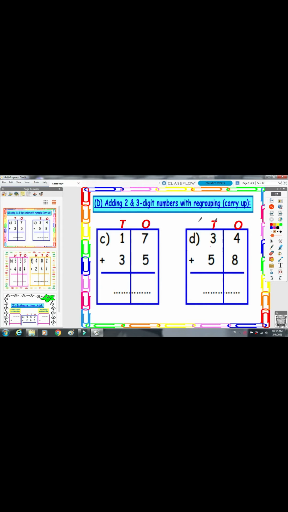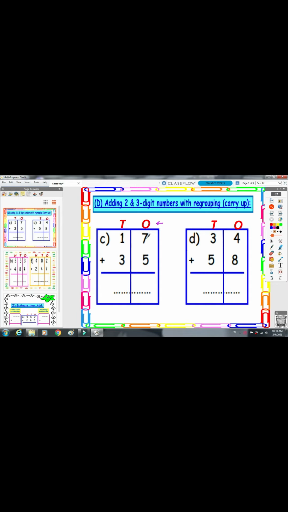Examples for adding 2 and 3 digit numbers with carrying up. The first example is 17 plus 35. It's a 2-digit number plus a 2-digit number. So first I have to start from the right and put the places for each digit. I have here ones and tens. So I have to add the digits of ones together, then add the digits of tens place.